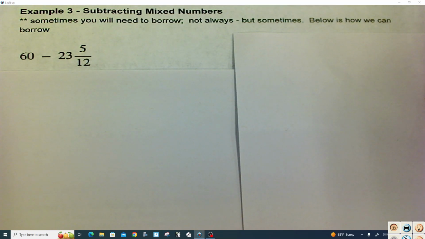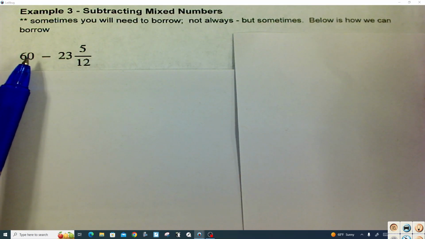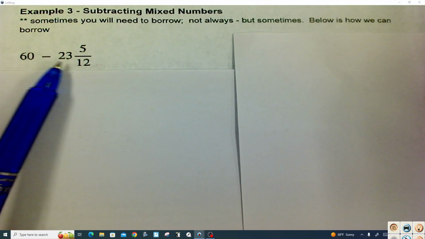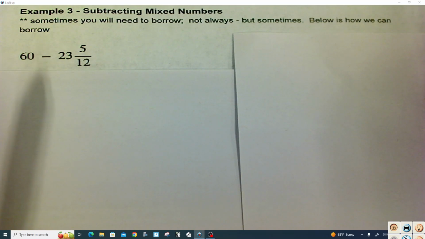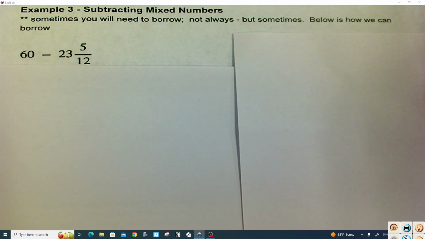Hey guys, how do we subtract mixed numbers? Well, when you have a whole number with no fraction and need to subtract a mixed number from it, I'm going to need you to borrow from that whole number. The other situation we'll take a look at is when you have two mixed numbers, but again, I'll want you to borrow if the first fraction is smaller than the second. But we'll look at that together in just a moment.